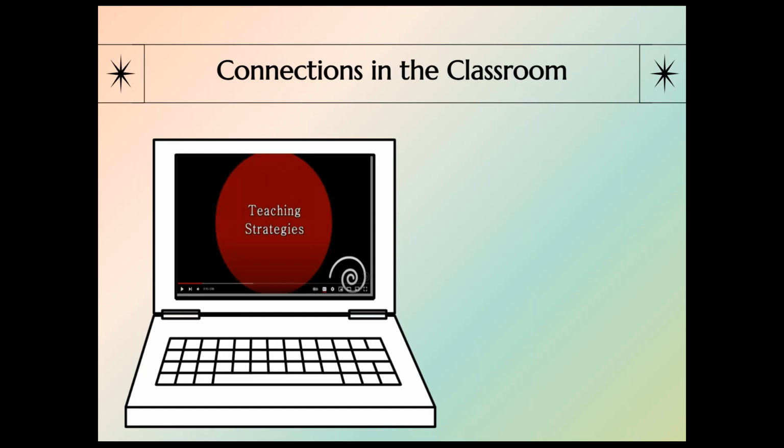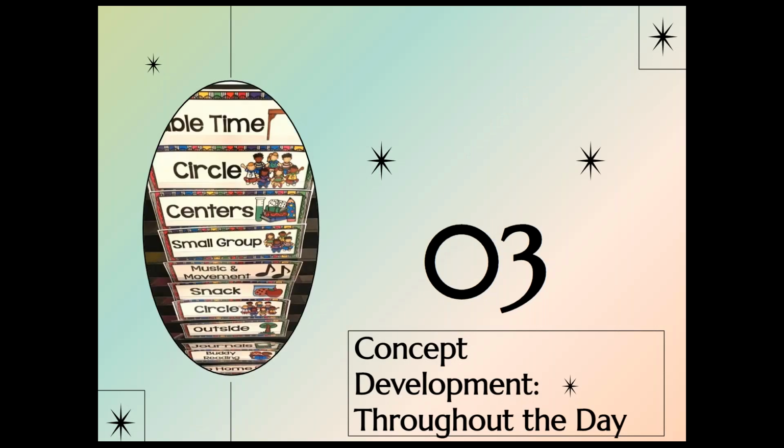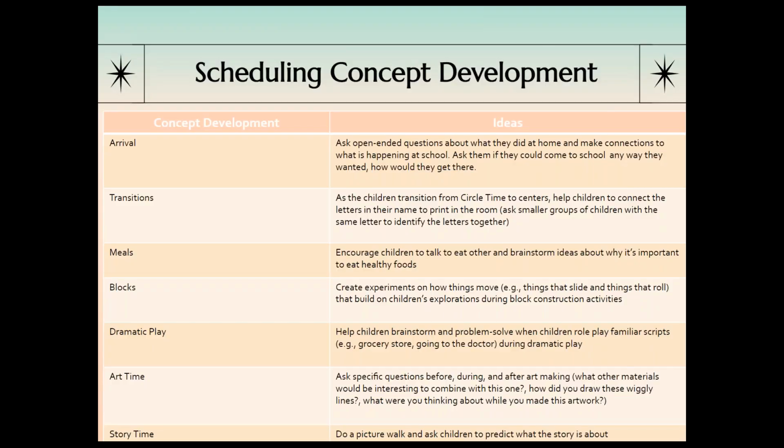And now we're going to just take a look at concept development throughout the day and what that is going to look like when you're thinking about your daily schedule. So in this slide here, we have different times of the day, your transitions, meals, blocks, dramatic play, art time, as well as story time. And of course, your schedule may look a little bit differently. There may be things that are added or removed from your daily schedule. But we wanted to take a look at transitions in particular, right? Because those are going to be a really important part of the day. We're going to be able to incorporate a little bit more of those concept developments.